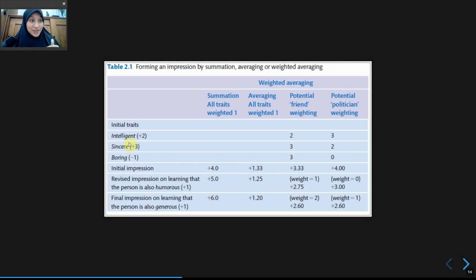For example, if you meet someone who is intelligent, sincere, but boring, and you would see this person as a potential friend, then you would put more weight, more emphasis, I would say, on generosity, for example, because having a friend who is generous is extremely important, something that you would prefer mostly. Then you put more weight on generosity here. But if you see this person as a politician, for example, then you put different weights on different traits. So the idea is quite simple actually. We put different weights depending on the context of the social relationship itself.